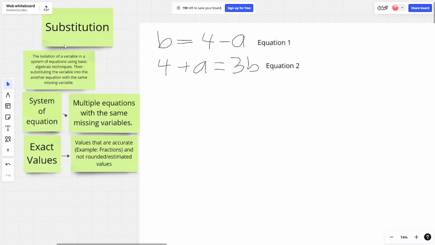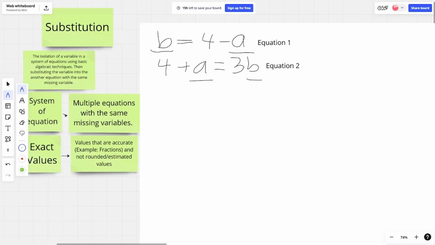Now, in this example over here, in equation 1, b is equal to 4 minus a. And equation number 2, 4 plus a is equal to 3b. If we take a look, we have two missing variables in equation 1, b and variable a. Now in equation number 2, we also have the same missing variables, variable a and variable b. Now we have to solve this system of equations by isolating for one of our variables in either equation.